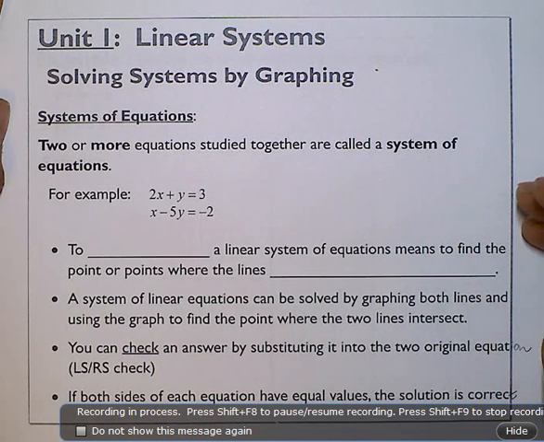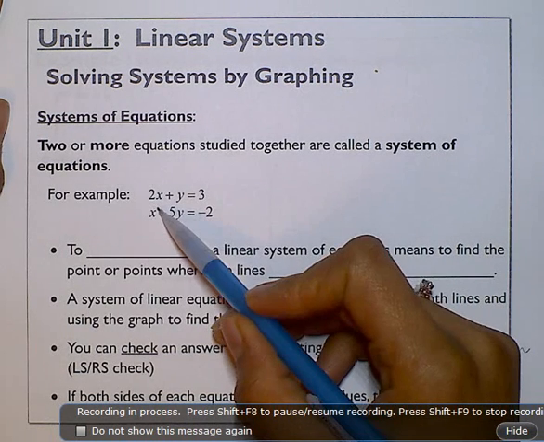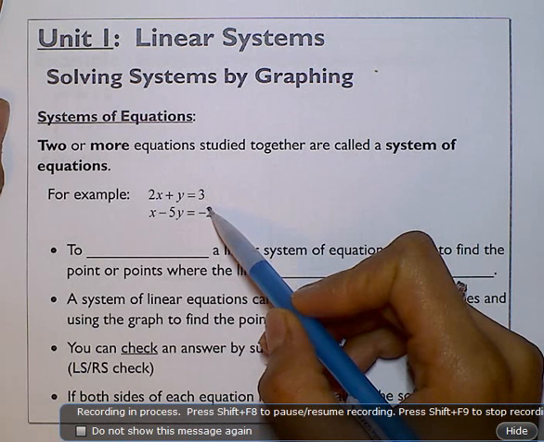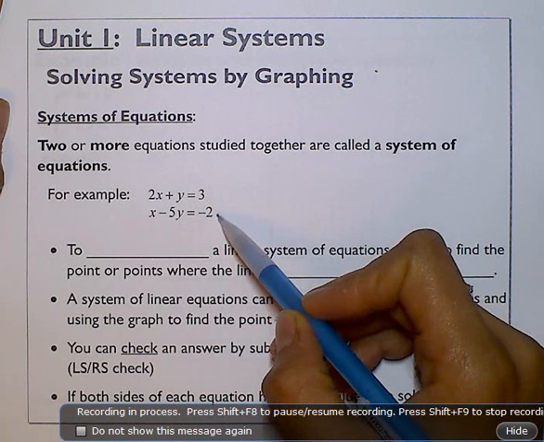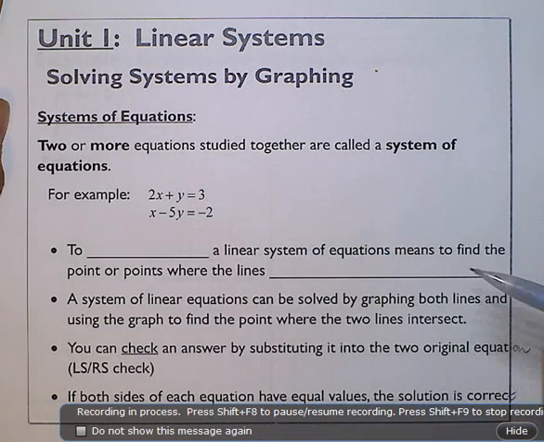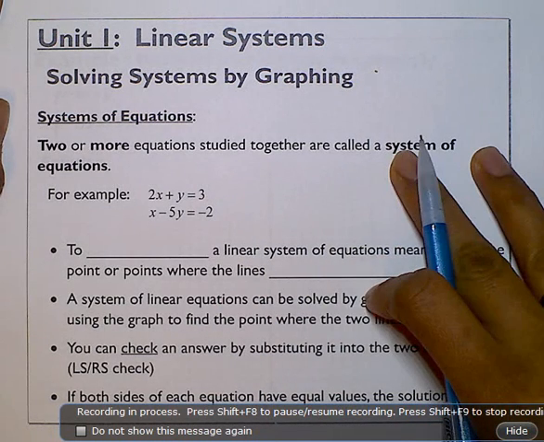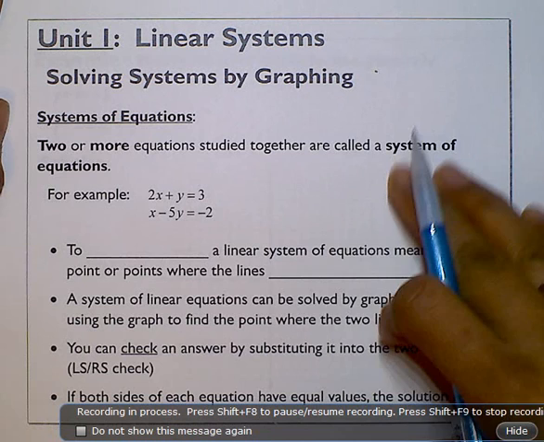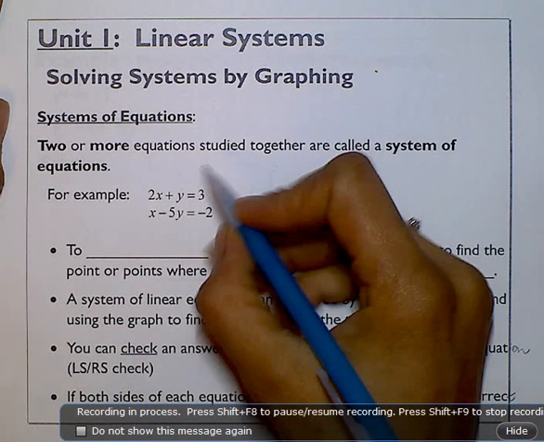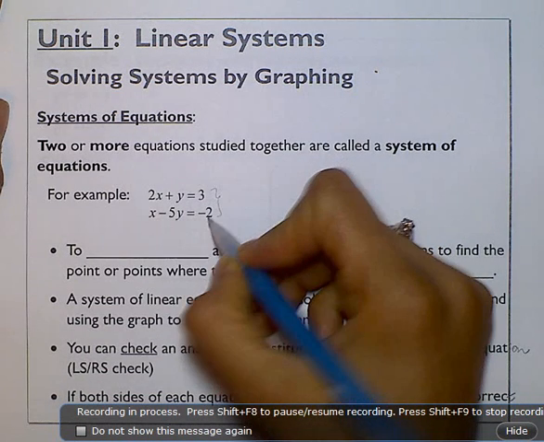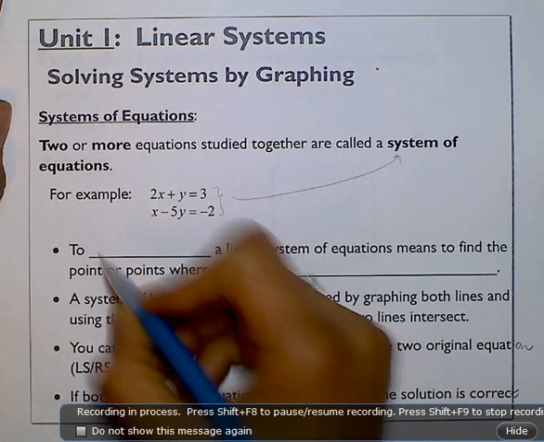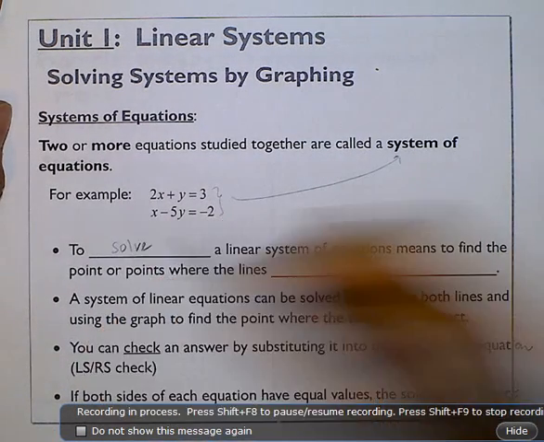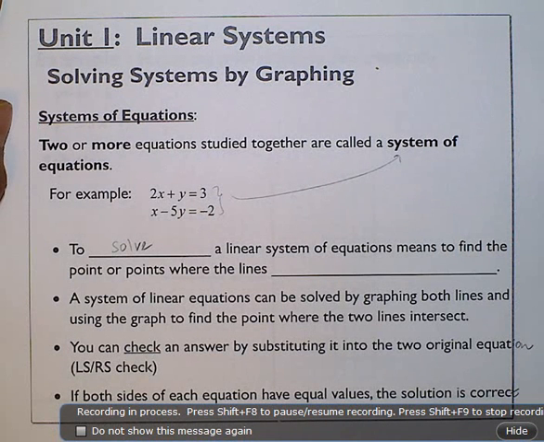So for example, you've probably studied 2x plus y equals 3. Now what we're doing is we're studying a linear system. So we're looking at two or more equations simultaneously. For this particular unit, we'll be looking at two lines simultaneously. So anytime we look at two lines together, we call this a system of equations. Now to solve a linear system of equations means to find the point or points where the lines intersect.